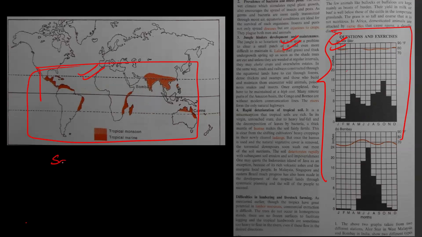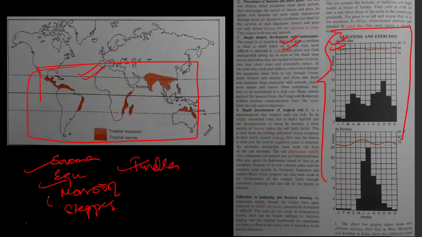Particularly, you prepare for what? Savannah, equatorial, monsoon, steppes. What else? Tundra. At least for the famous ones, you should prepare this temperature, rainfall profile also. And Mediterranean. Someone is saying yes, Mediterranean. These are the 1, 2, 3, 4, 5, 6. At least for these 6, you prepare this table also, and this also.